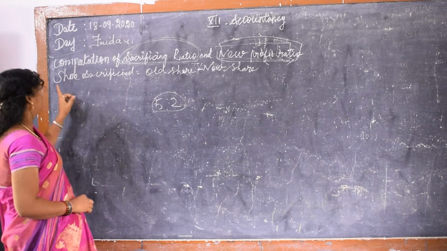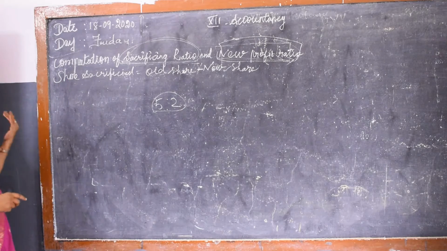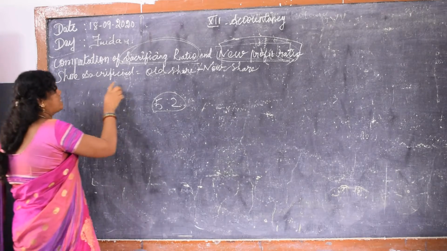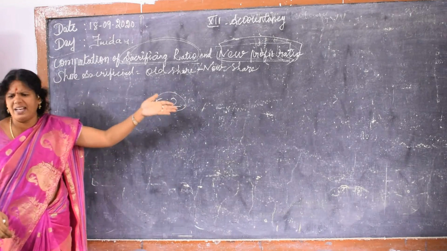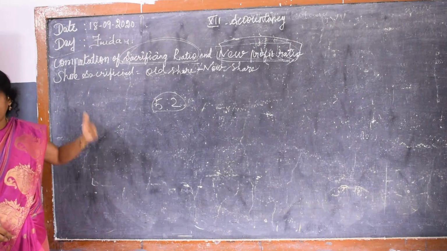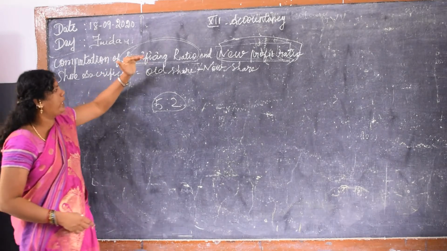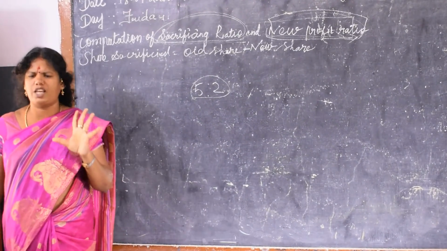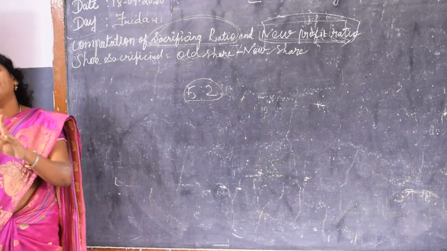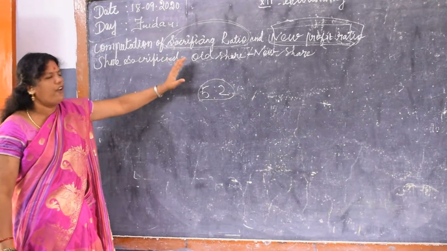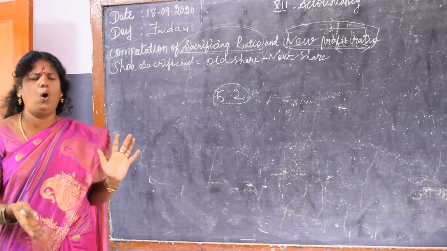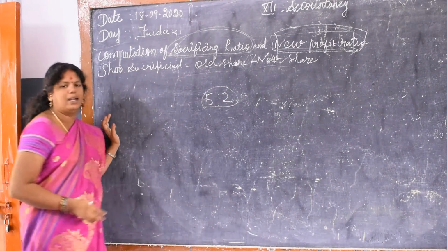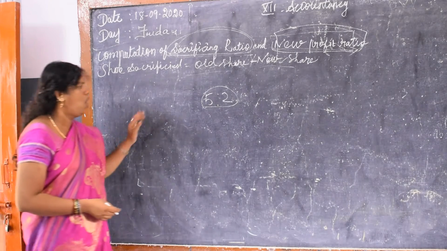Okay, so for finding out the sacrificing ratio we have different types of formulas. First, the main and most important one is: share sacrificed is equal to old share minus new share. Old share minus new share. If you are able to keep this point, it is enough. First, you have to find out the sacrificing ratio for any sum. If you are able to find the sacrificing ratio, then we can easily find old share minus new share, that is, we can calculate the new profit sharing ratio. Okay?